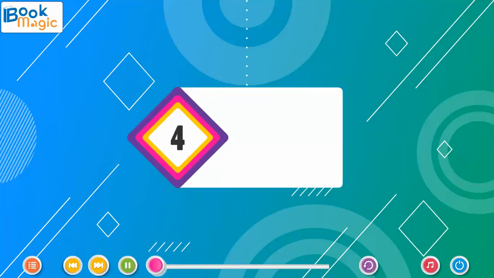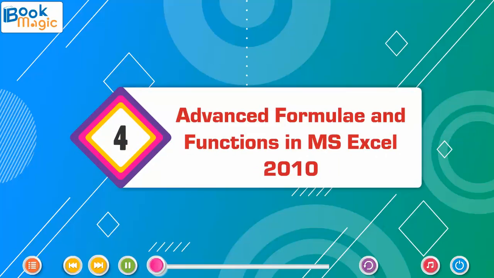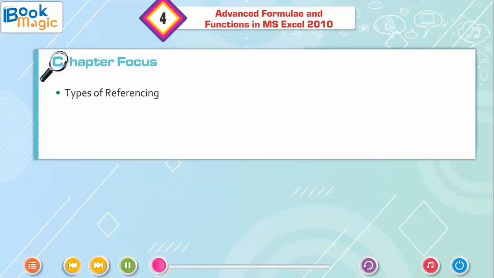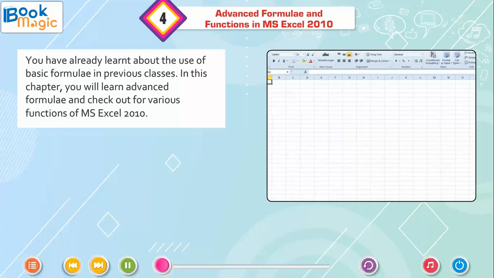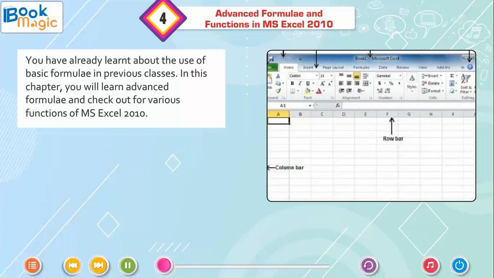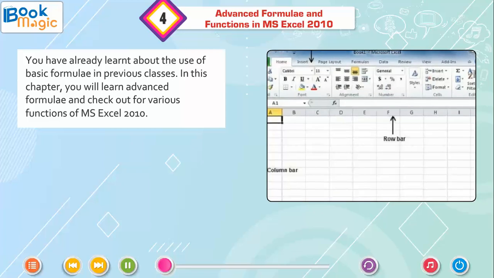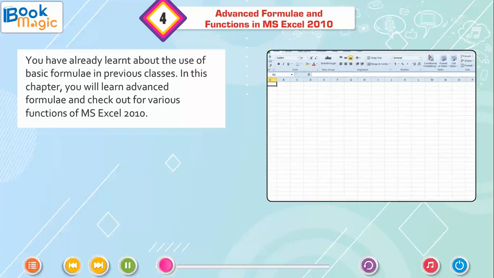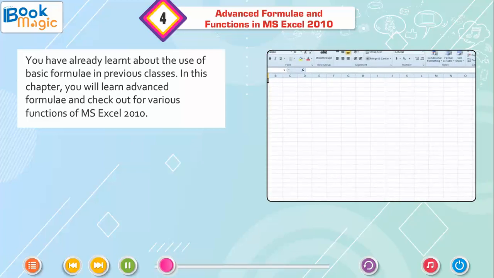Chapter 4: Advanced Formulae and Functions in MS Excel 2010. Chapter focus: types of referencing, use functions, apply conditional formatting. You have already learnt about the use of basic formulae in previous classes. In this chapter, you will learn advanced formulae and check out various functions of MS Excel 2010.